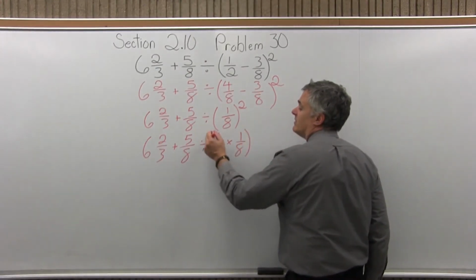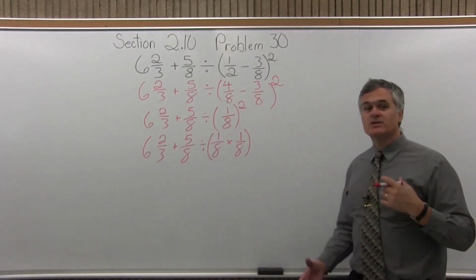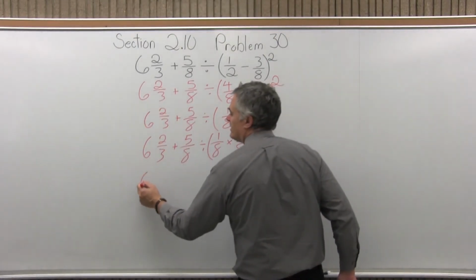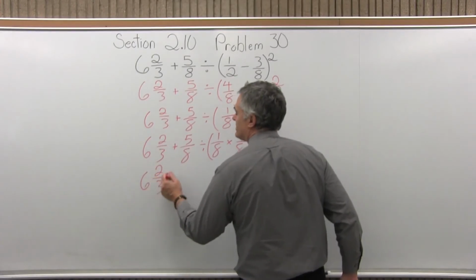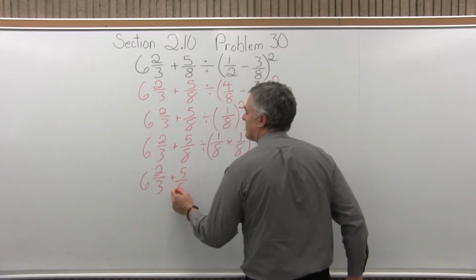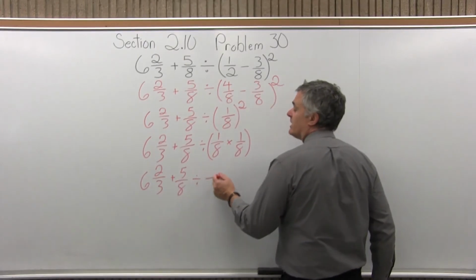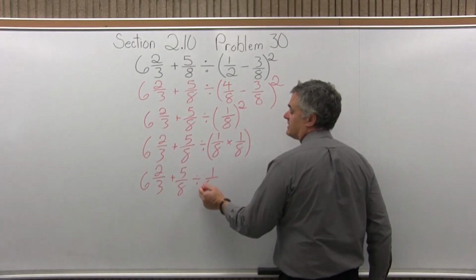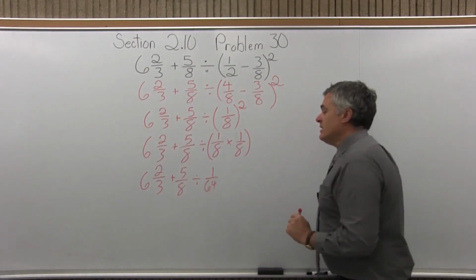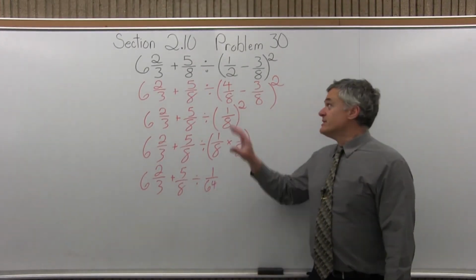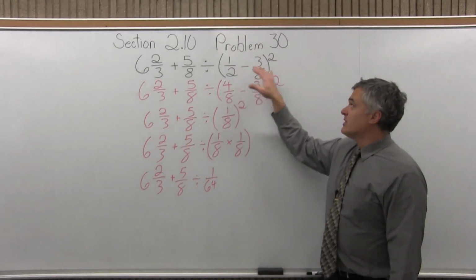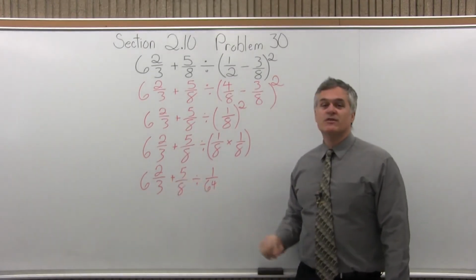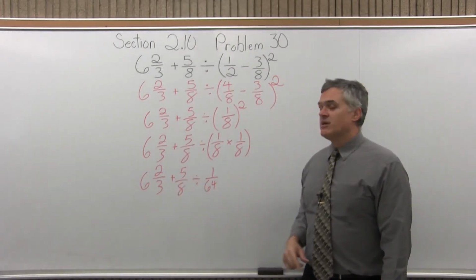And I can include some parentheses just to make it clear that's what needs to get done before I do anything else. So 6 2/3 again for yet another step, plus 5/8 again for another step, divided by 1/8 times 1/8. So numerator times numerator, 1 times 1 is 1, denominator times denominator, 8 times 8 is 64. So now I'm finally finished with the parentheses that were at the end of the problem. I did the work in parentheses, I did the exponent. Now what I'm left with is an addition and a division. Division has to be done before addition.